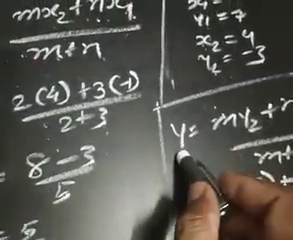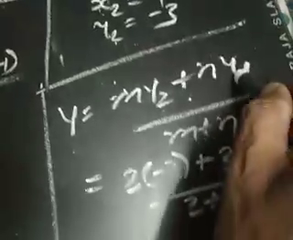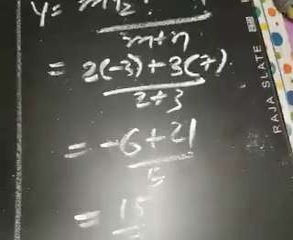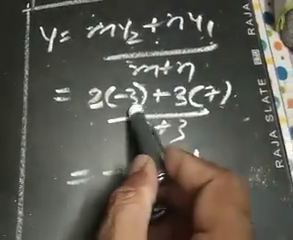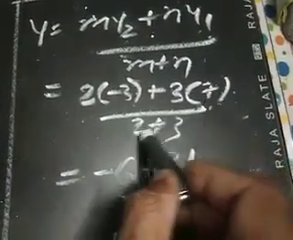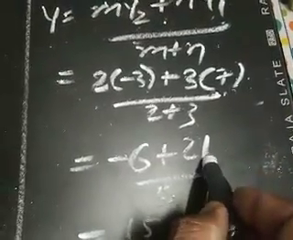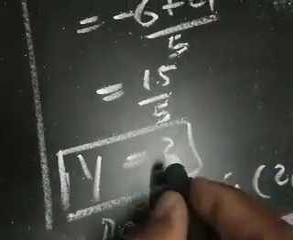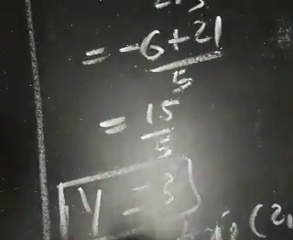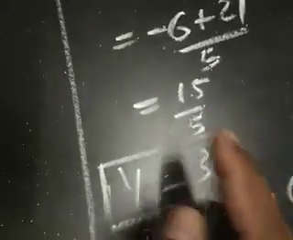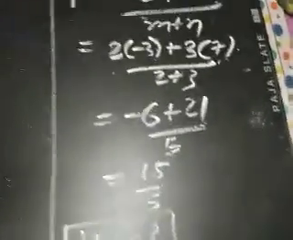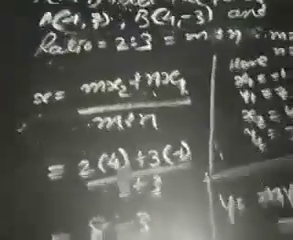As like we find y of P, so (my2 + ny1) upon (m + n). Okay, so we complete here as per the explanation. So 2 into (-3) plus 3 into 7, upon 2 plus 3: minus 6 plus 21 upon 5, then 15 upon 5, so y is equal to 3. So here the required point is (1, 3). This point divides the line segment in the ratio 2:3. So it is the first answer.